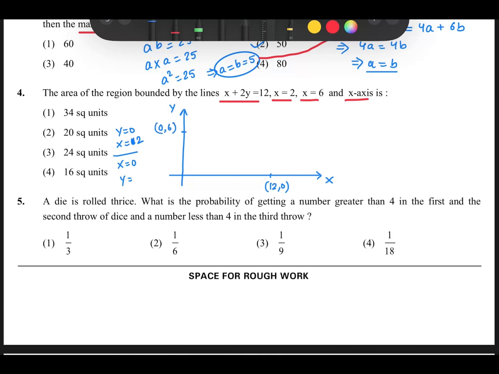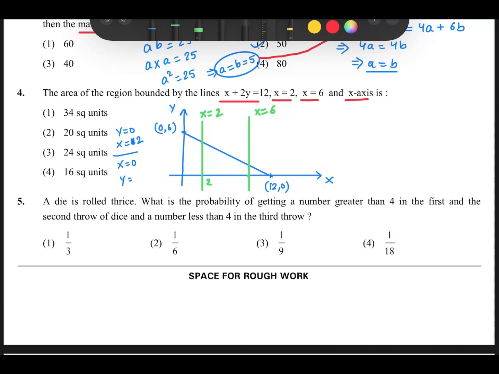And let's just connect these 2 points. So you'll get this line, right? Then you have x equals 2. Where is x equals 2? x equals 2 is just this line at the point 2. Then x equals 6. You have this line, x equals 6. So here you have the point 6.